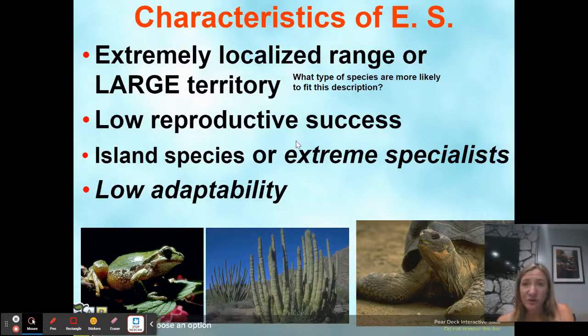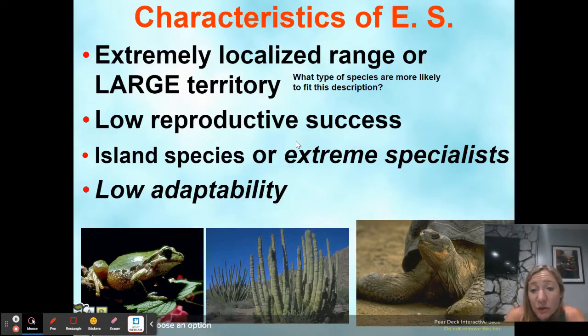So what is a characteristic of a potentially endangered species? If they are extremely localized or have a large territory. Now, let me specify what I mean by that. Localized range means they're only found in a certain area. Or they need a large territory, not if they have a large territory, but if there's a species that needs a really large area in order to survive, and then we fragment it, then they're not going to be able to live.